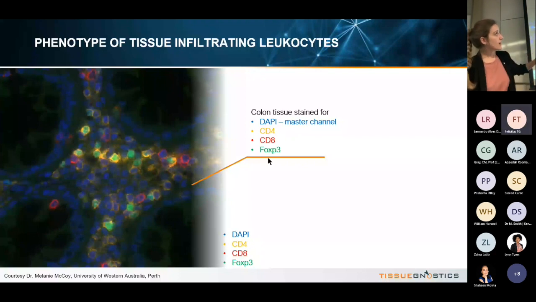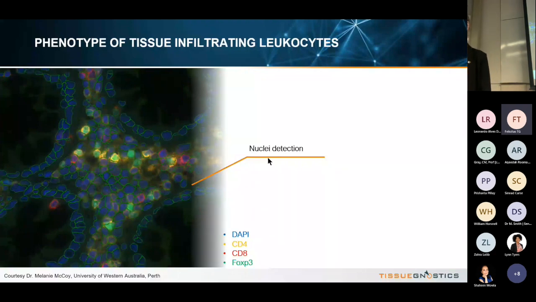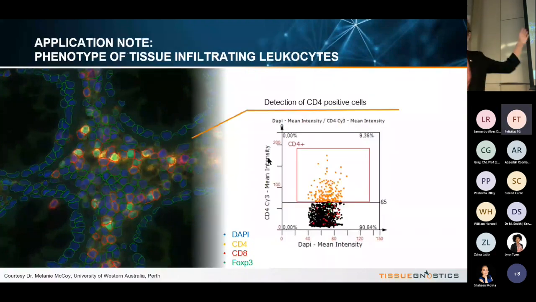So you have here DAPI in blue, CD4, which is a marker for T helper cells, in yellow. You have CD8, a marker for cytotoxic T cells, in red. And then you have also FOXP3, which is actually the marker for T regulatory cells. So usually when you detect T regulatory cells, you check for CD4, FOXP3 double positive cells. So what we did first was just the classical nuclear segmentation. And then, as I said, as output, you always get these kinds of scattergrams.